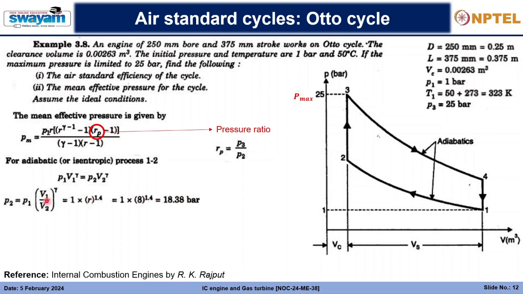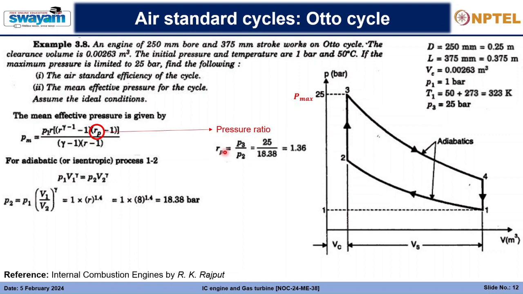So the V1 by V2 terms come, and this is V1. From here to here, that is the total volume divided by V2. V2 is the clearance volume. So total volume by clearance volume is the compression ratio, and eventually P2 turns out to be 18.38 bar. At 18.38 bar, the spark plug produces a spark and ignition takes place, and accordingly the pressure will rise from P2 to P3, and we'll have to find out what P3 is.